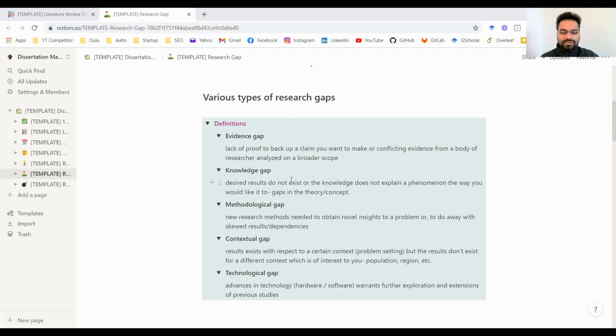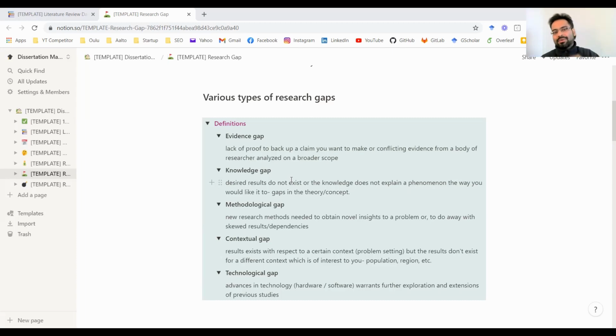Then a methodological gap is when research methods are needed to obtain novel insights. There is a particular way things are done, there's a method, but you want to identify new methods that might reveal new learnings. This could also be to do away with the problem of having skewed results, because if a problem is solved in one particular way, it always gives one particular result, which may not be the most optimal result.